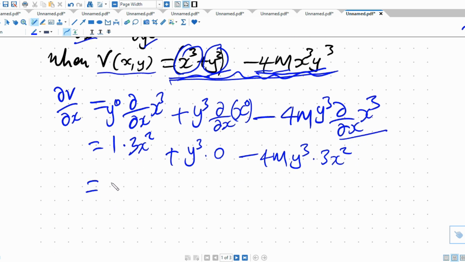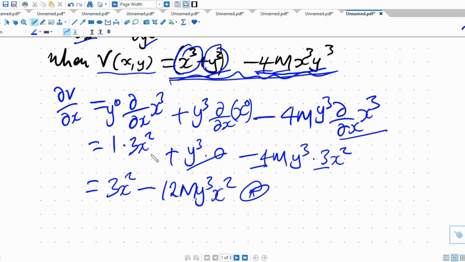So by simplification here, we shall have 3x squared plus y raised to 3 multiplied by 0 will give us 0, obviously. So that one will disappear. So we are left with 4m y cubed times 3x squared. So I shall multiply 4 by 3 to give me 12 multiplied by m by y cubed and by x squared. So this is the first derivative with respect to x.